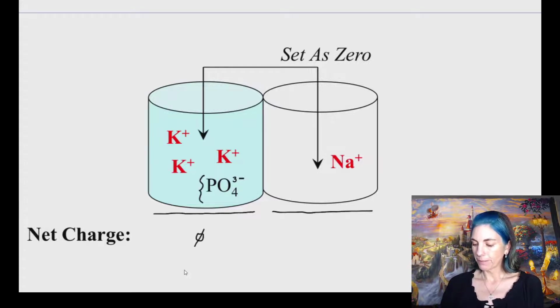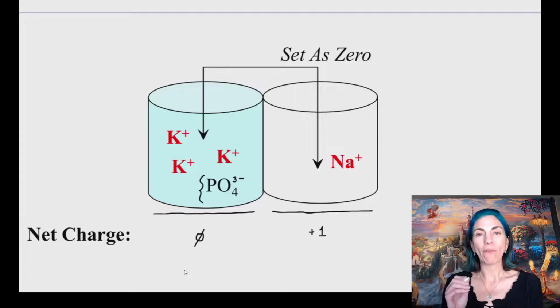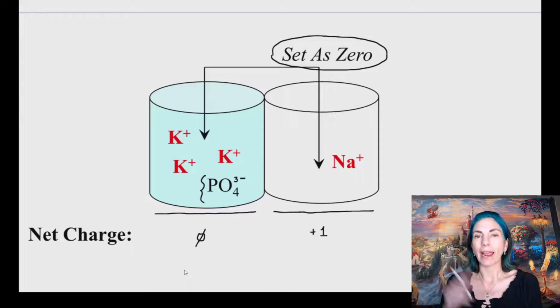And this one, my net charge is +1. Okay, I'm not interested in the overall net charge of each of these. I'm only interested in the difference in charge. And in order to figure out the difference, I have to set one of these as my baseline, my 0. And in my example, I'm going to set my white beaker as my 0.